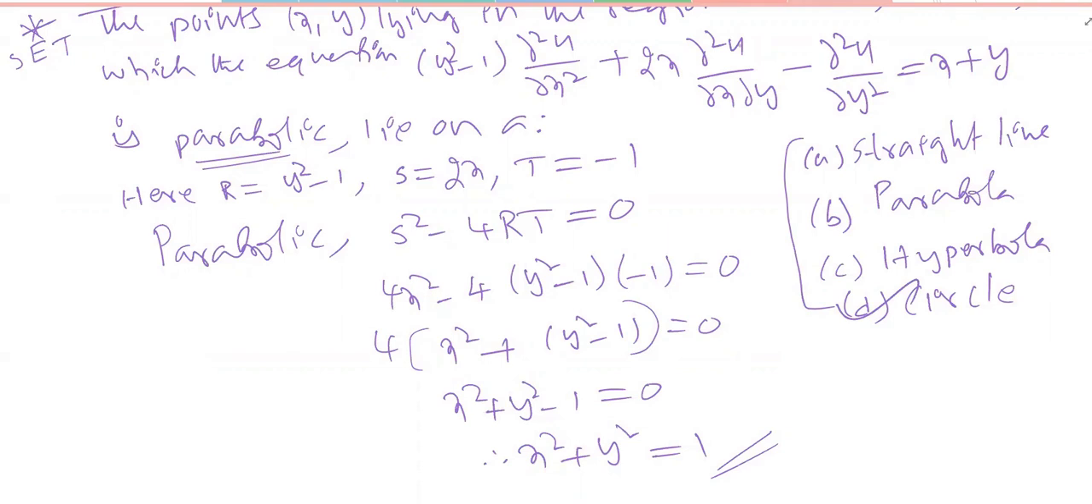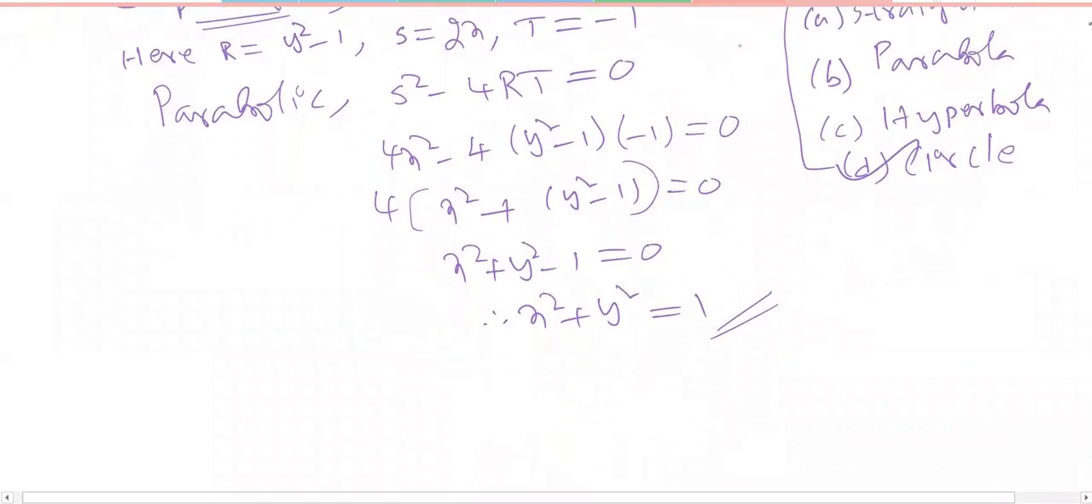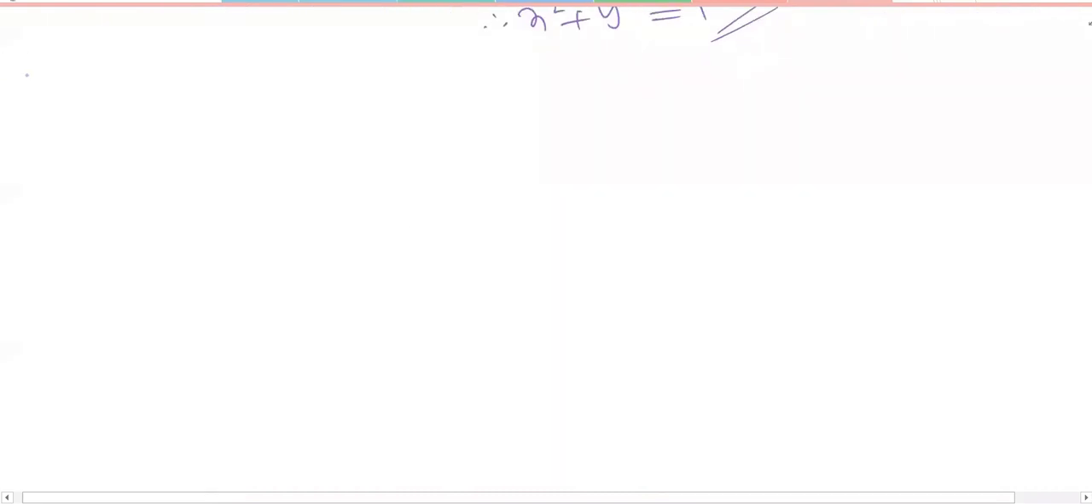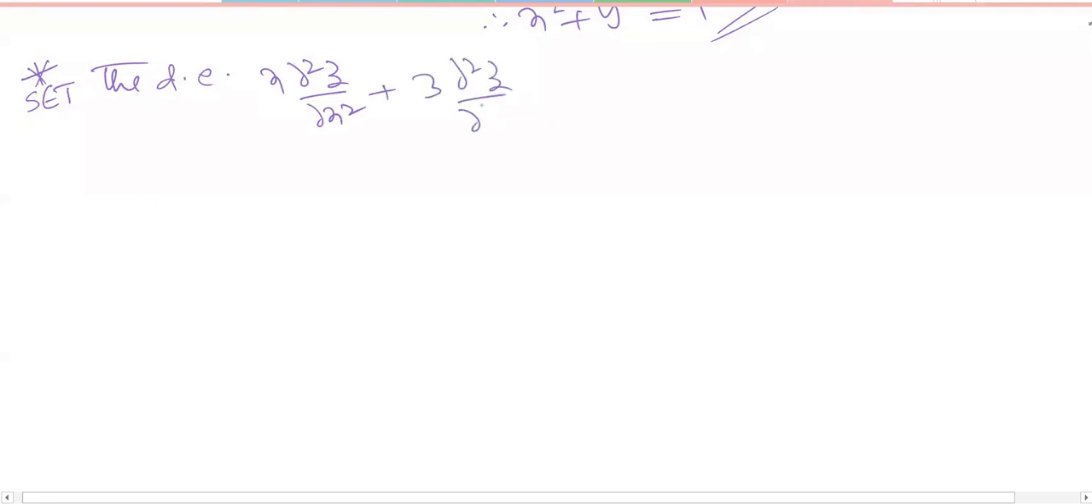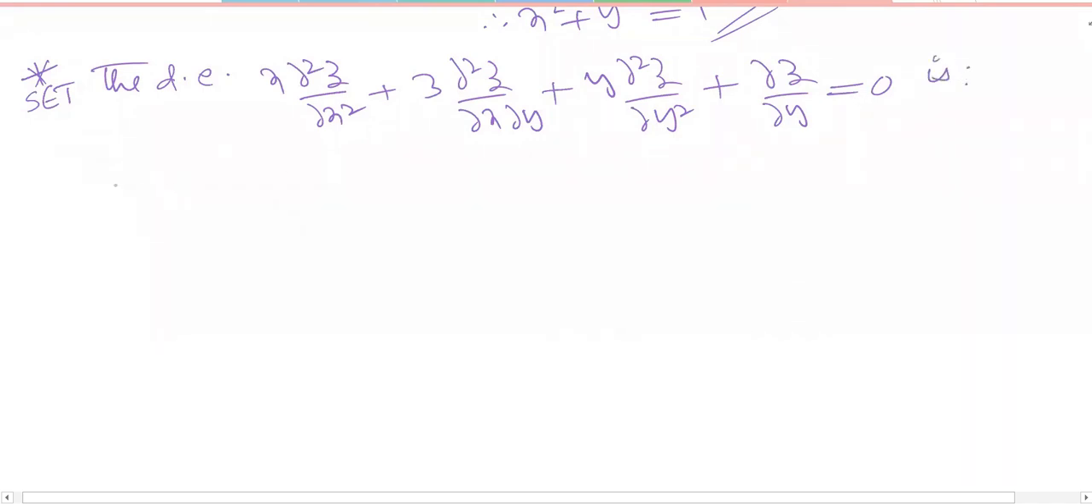Okay. Now I am taking another problem from the set. The differential equation x ∂²z/∂x² + 3 ∂²z/∂x∂y + y ∂²z/∂y² + ∂z/∂y = 0 is. We have options here. I'm writing one by one. First option A, elliptic.